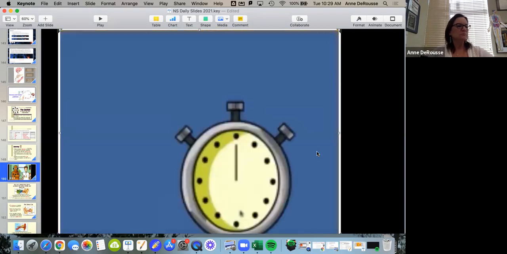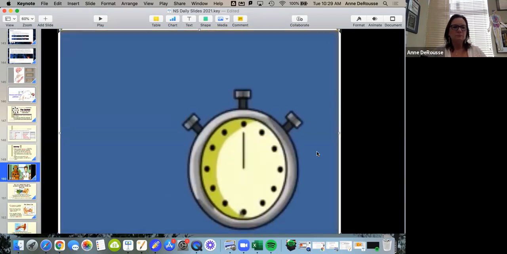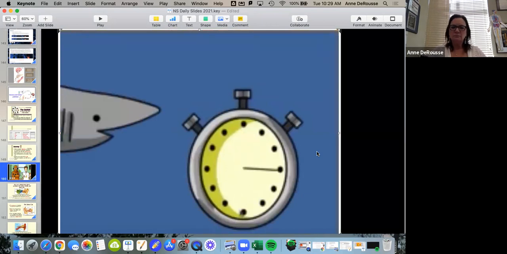Sound waves travel real fast, about 1,200 kilometers per hour. That's about 12 times faster than a really big shark.